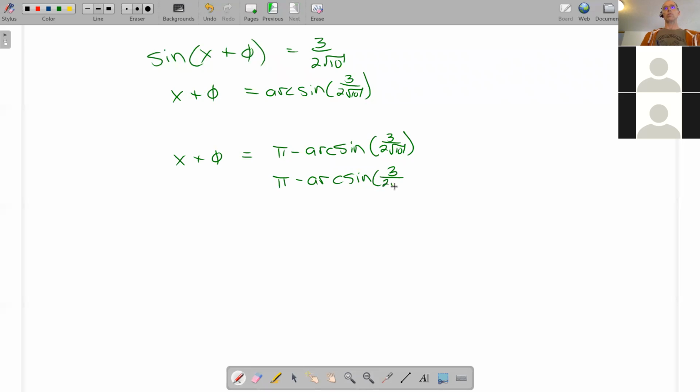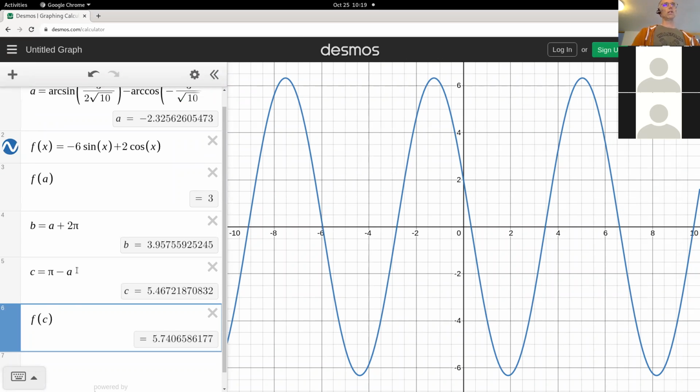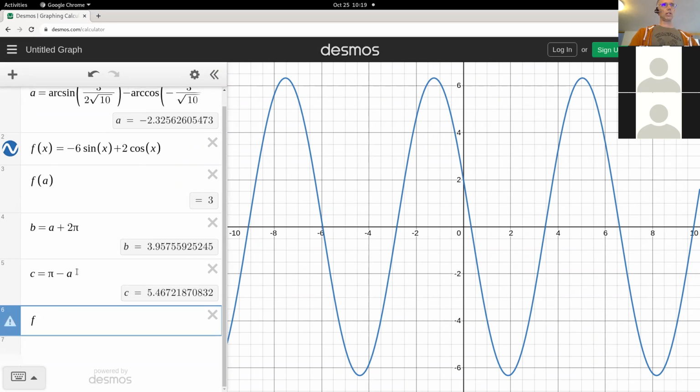3 over 2 square root of 10. And then subtract over that phi, and that phi was the arc cosine of negative 3 over the square root of 10. Yeah, so I had the order of operations there wrong. It's a good thing I checked, so that my original idea for C didn't work there. So let's see, how do I want to do that? I have to just totally recalculate it.